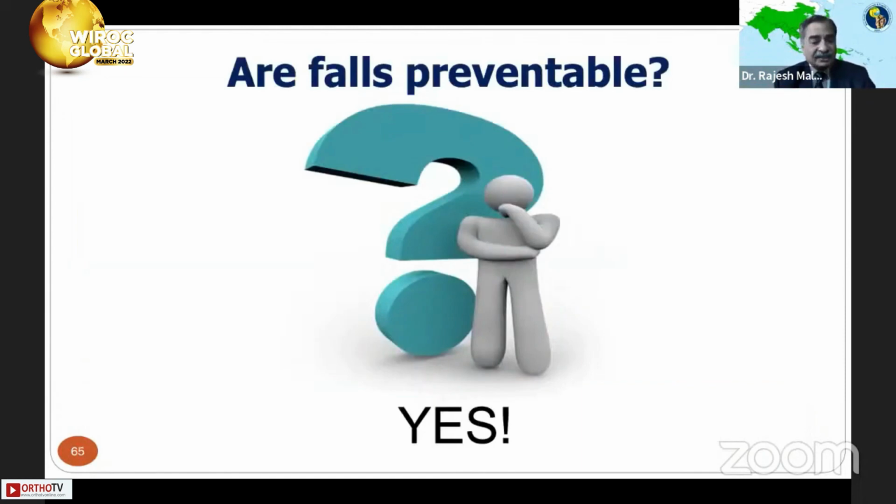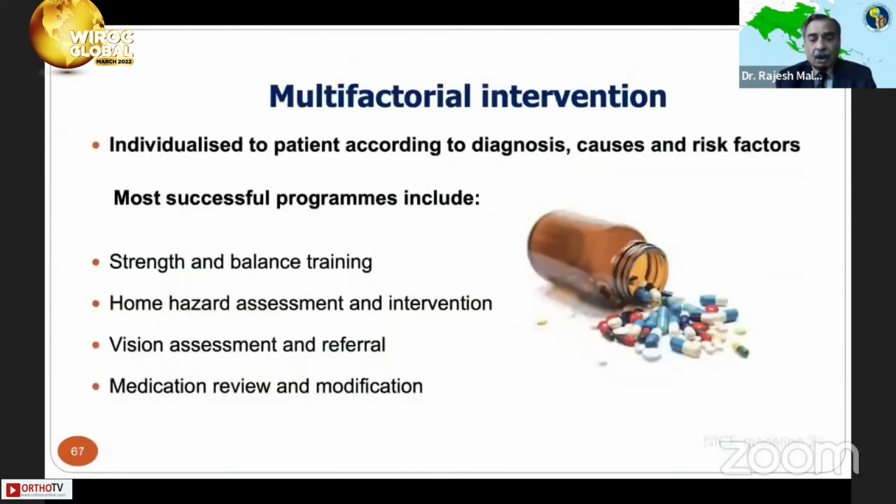Fall prevention is extremely important. Falls are highly preventable. We can do a lot to prevent them. This is mostly a multifactorial intervention which helps, which involves strength and balance training, home hazard assessment and intervention, vision assessment and referral, and medication review.